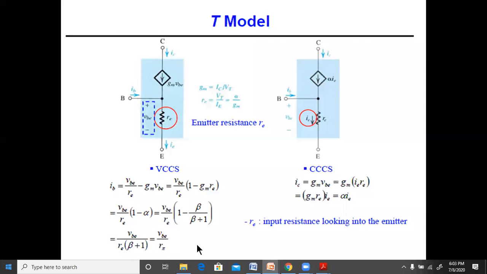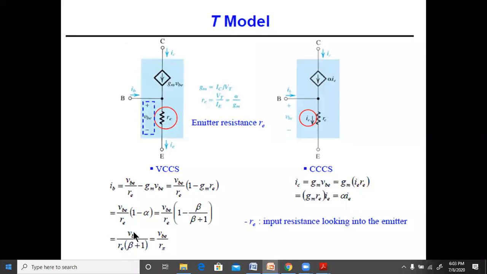And alpha is equal to beta by beta plus 1. Again, this is the standard formula. I don't know whether you studied it in devices, but however, these formulas you should remember. Alpha is equal to beta by beta plus 1, and beta is equal to alpha by 1 minus alpha.